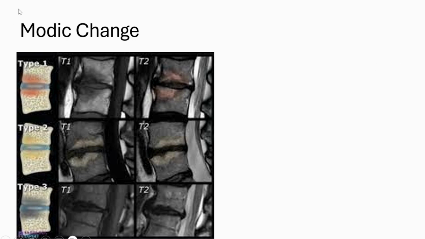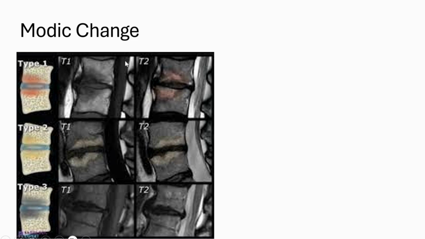Now the Modic change. So what is the Modic change? MRI signal change in bone marrow in vertebral end plate is Modic change. It is due to chronic mechanical stress on the vertebral end plates and leads to microfracture. So we can see in this image, these are the representative, and the Modic change is again of 3 types, type 1, 2 and 3.